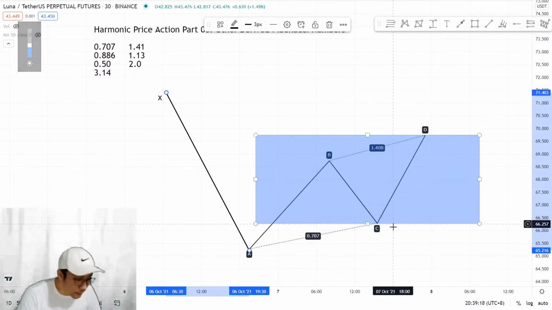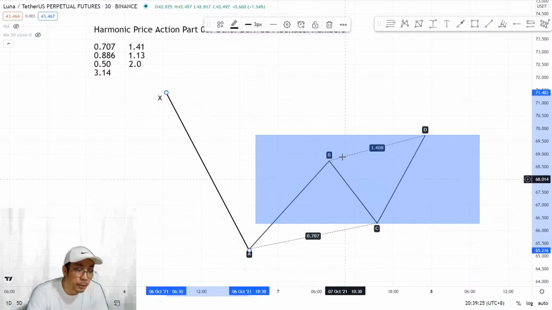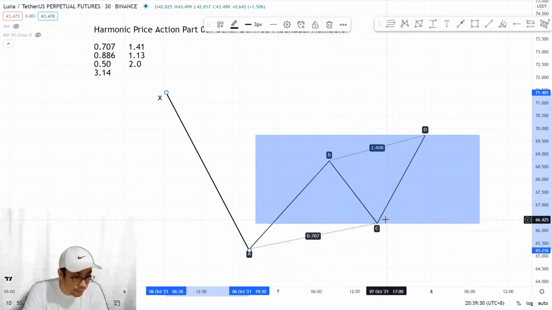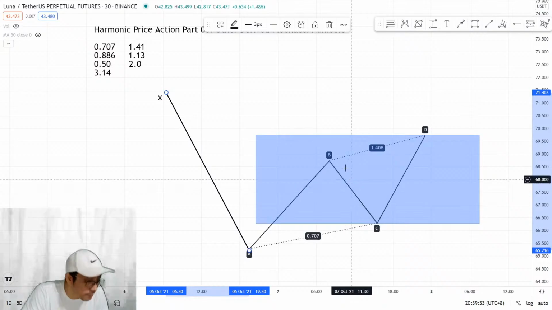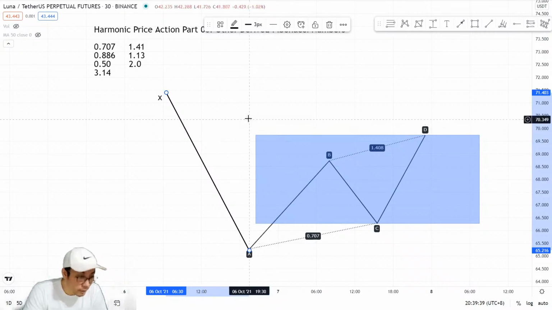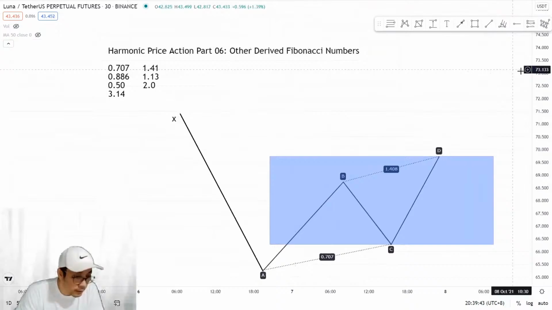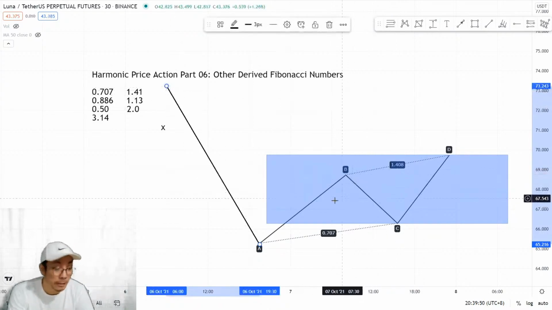Okay, so it doesn't matter. Actually, this really doesn't matter, no? Because what's important when you have an impulse of X to A is the point B. So this one could change. This could be 707, this could be 886, this could be 38 something. But still, if this is 618, this is still going to be a bearish Gartley pattern. If it didn't reach the 618, it's going to be just a bat pattern, a bearish bat pattern.